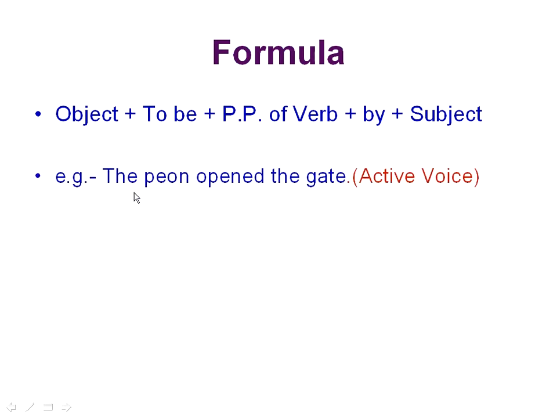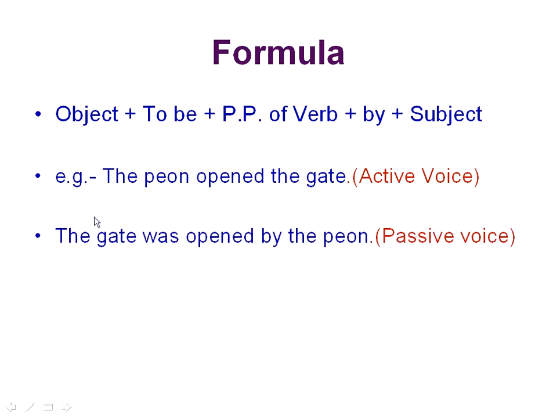For example, the peon opened the gate. The sentence is in active voice. And how can we change this sentence into passive voice? See here. The gate was opened by the peon.